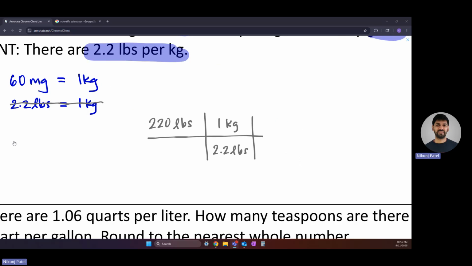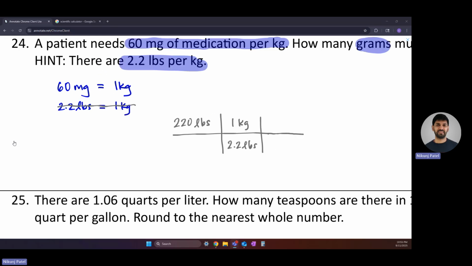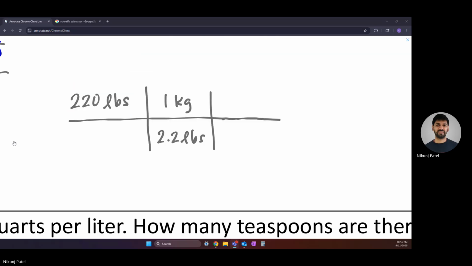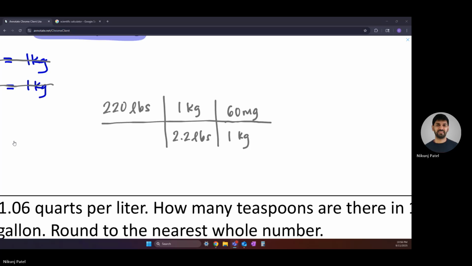And then, like I said, we're going to want to build more columns as we go. And now in my next column, I see I have kilograms here, so we're going to repeat that same pattern. And in the bottom of the next column, we want ideally kilograms, and we do see kilogram right there. So we can use this conversion factor right there. 1 kilogram is equal to 60 milligrams of the medication.